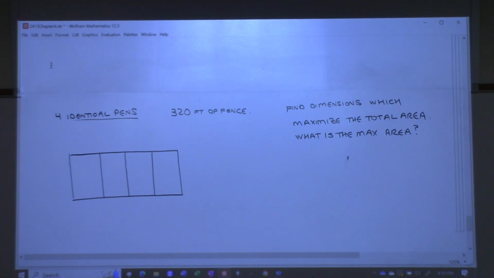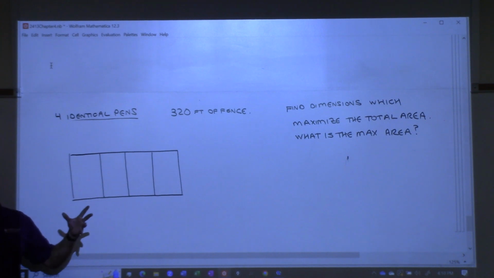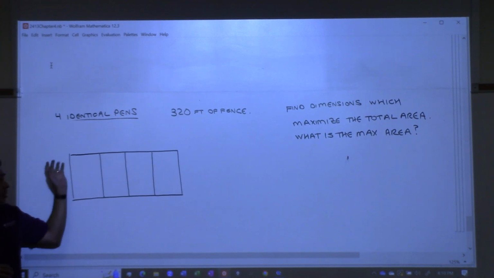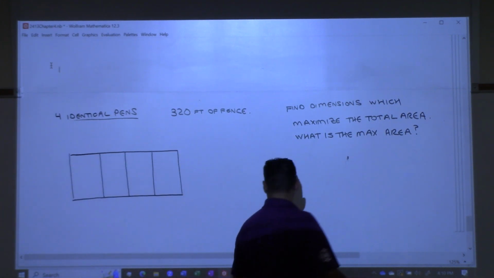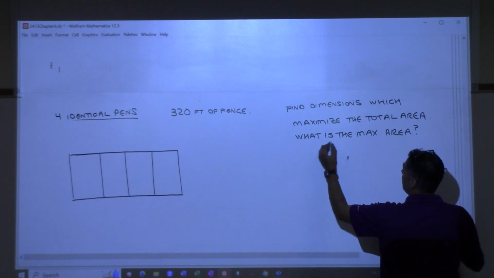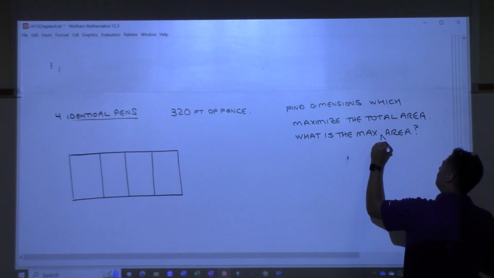Total area, which I think you could ask yourself about. If I wanted the total maximum area of everything, then you could look at the whole thing or you could look at just one. It's up to you. Your final answer is the total area. So what is the max total area?